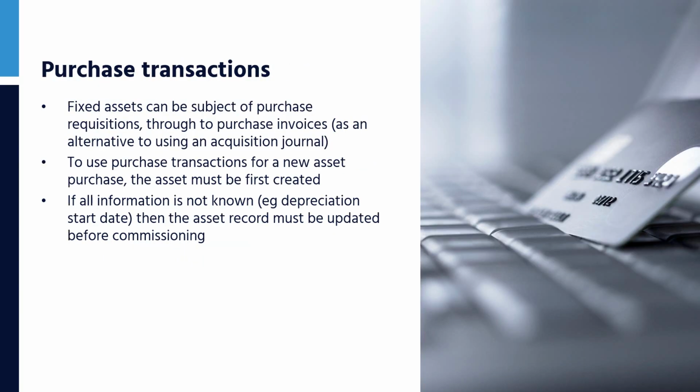And we did cover the fixed asset journals and the depreciation run, but other transactions involving fixed assets are available in the purchase ledger as well. So you can acquire fixed assets through your normal creditor transactions. So that's from your purchase requisition all the way through to the purchase invoice. And that's an alternative to using the acquisition journal. And essentially, you need to create the asset account to include that account on the line of a transaction.